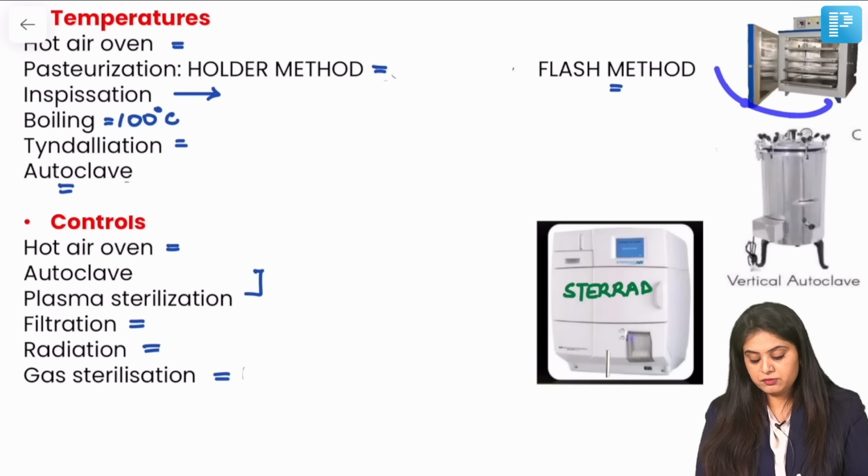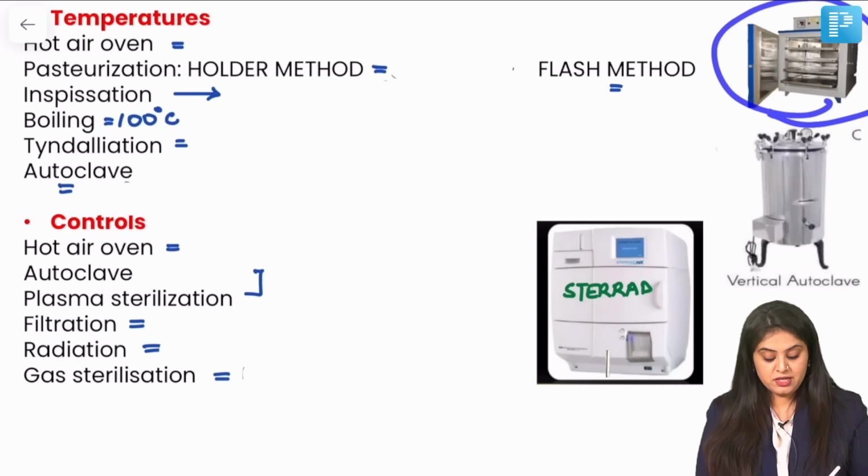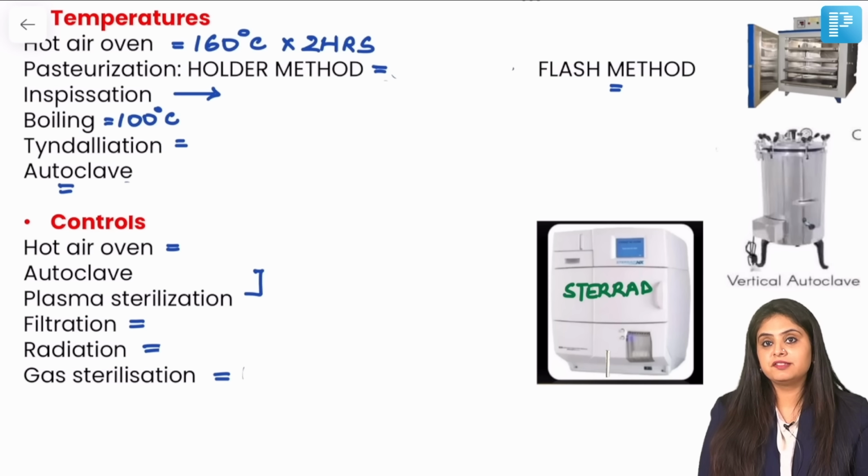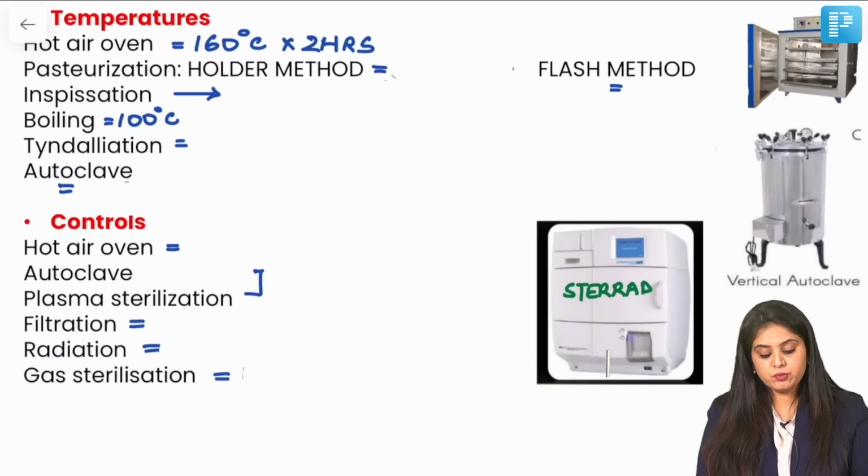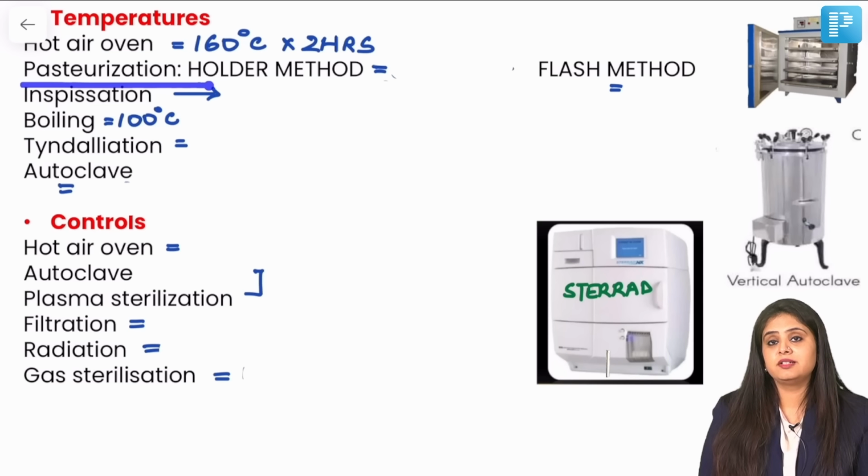Let's start with this, which looks clearly like a hot air oven. A hot air oven will have a temperature of 160 degrees for 2 hours. You have to keep the material inside it. Now let's go on to whether you are visiting a milk industry or a dairy farm.